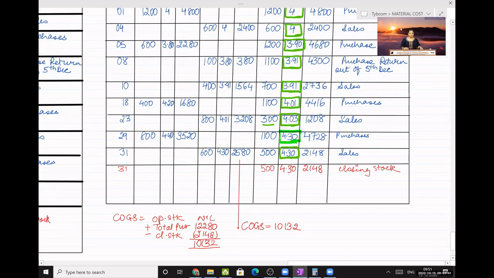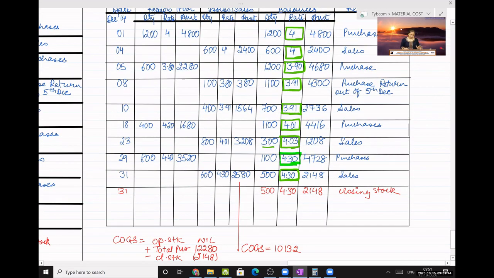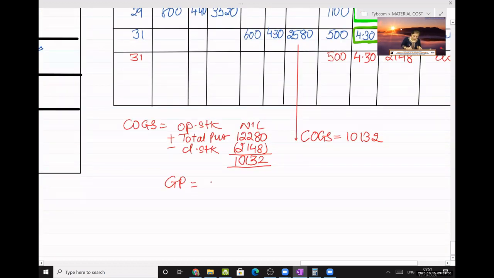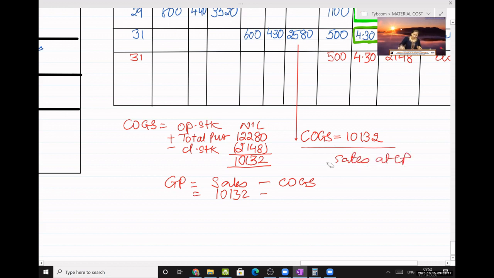Everyone clear with the sum? If you calculate the gross profit of this also, it will be the same thing, zero will come. Okay, yeah. So gross profit is what? It is sales at selling price, but we don't have it here, less COGS. So I'll assume my sales are the same, 10,132. See this, this is my sales column, right? Sales at cost price. So COGS is also the same, so obviously my gross profit is zero.